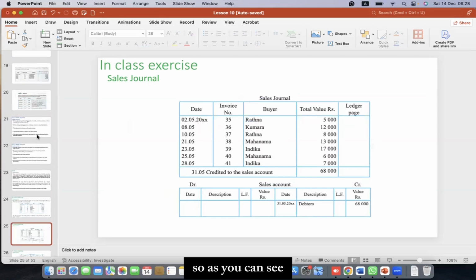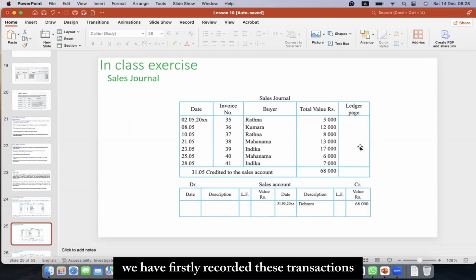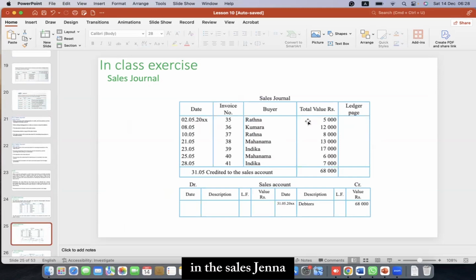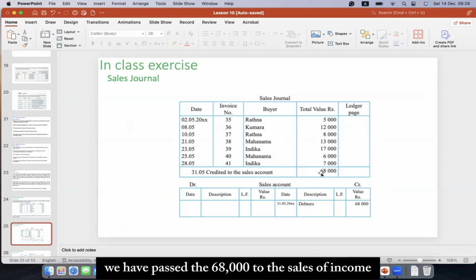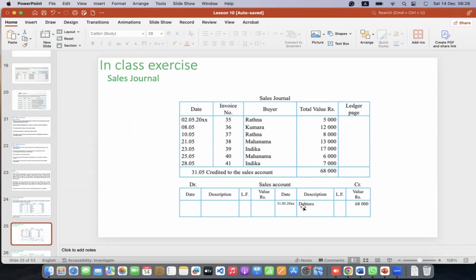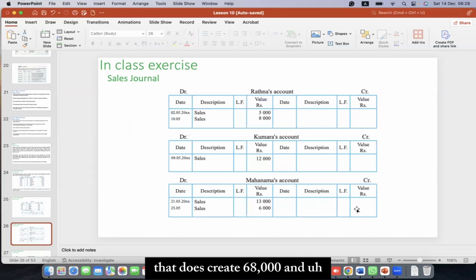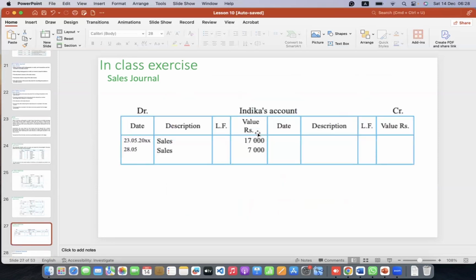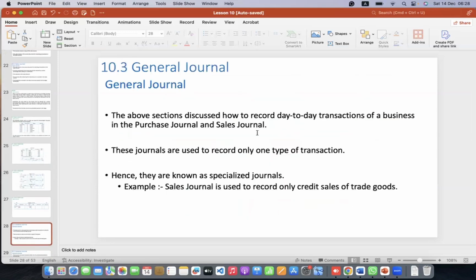As you can see, we have firstly recorded these transactions in the sales journal. Then after the month end, we passed this 68,000 to the sales account, the income account, as a credit, and debtors as a debit of 68,000. And in the individual accounts, the person's name appears here. Okay, that's it.